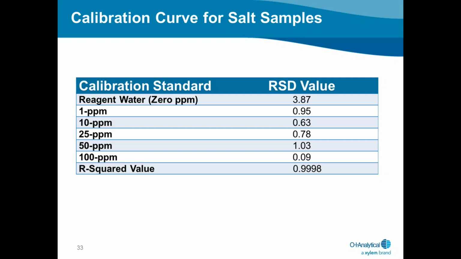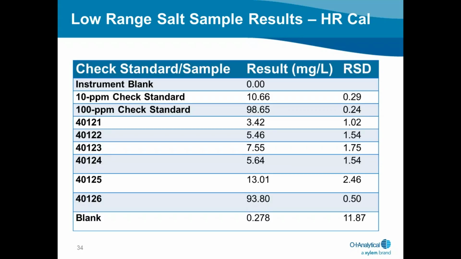That is, these results are the results of 3 consecutive injections of each standard at each calibration point. And after we reran these samples, the results are shown here. These are the results from the analysis of unknown samples using the high-range calibration. For this one, check standards were inserted into the sequence at 10 ppm and 100 ppm.